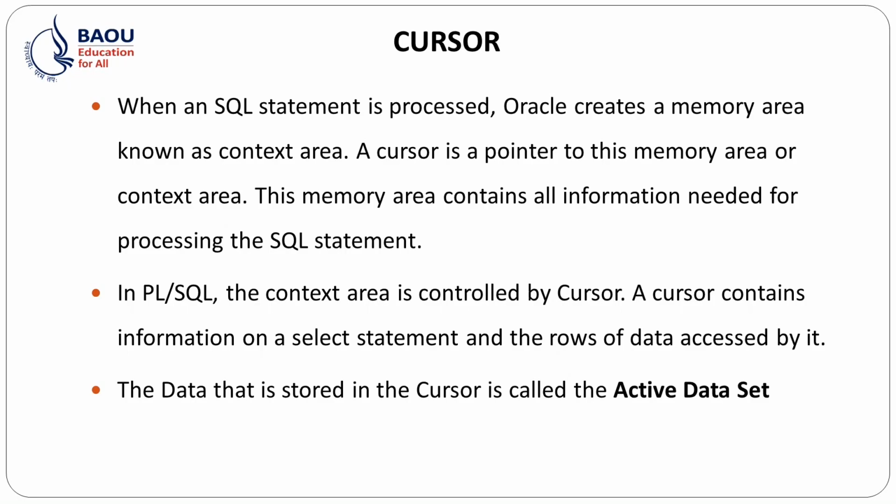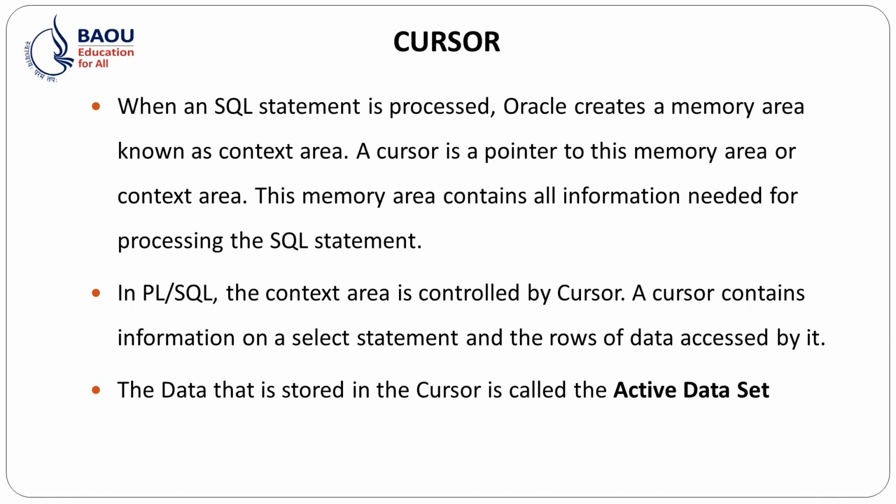This private SQL area is called the context area or a cursor. It can be used by the user to process the output of a select statement that returns more than one row. The cursor is used to retrieve the data one row at a time from the result set. The cursor updates the table records in a singleton, row by row manner. The data that is stored in a cursor is called the active data set.